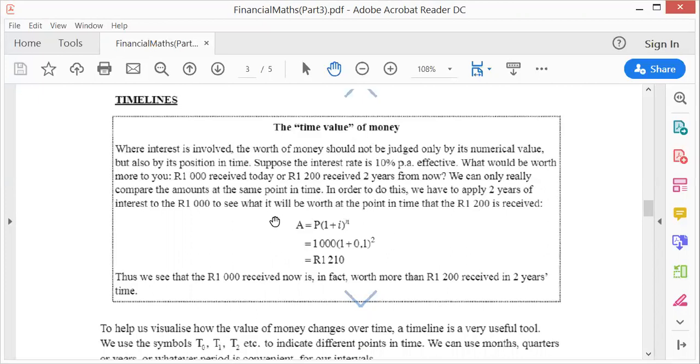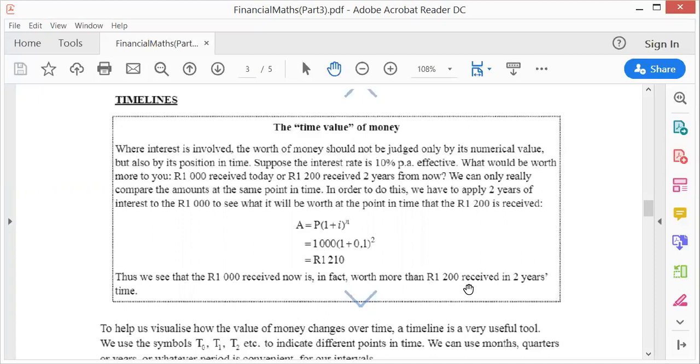So to do that, we work out the compound interest like normally. 10% is 0.1, and over 2 years we get 1,210 rand. Thus, we see that the 1,000 received now is in fact worth more than the 1,200 received in 2 years' time. So now you can really see it is worth more.